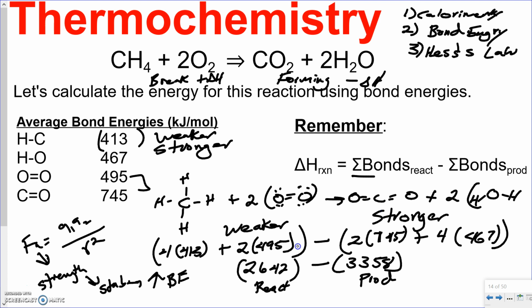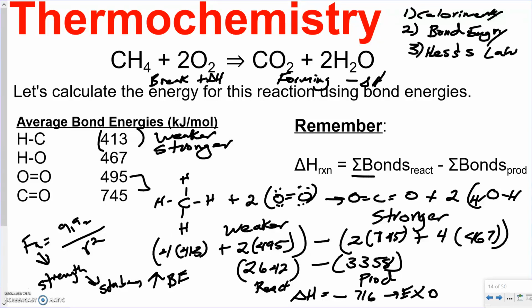Now, let's see what this gives us. 2,642 minus 3,358 is going to give us a value of negative 716, and that's a delta H of reaction of negative 716. Well, what does this negative mean? It means it's an exothermic reaction, which we knew because it was combustion in the first place. But what does an exothermic reaction mean in terms of bond strength? An exothermic reaction is always going to tell us that the bonds of the products are on average stronger than the bonds of the reactants.